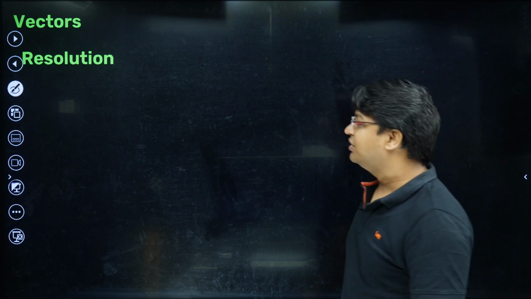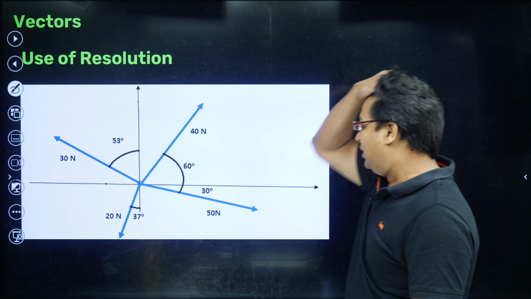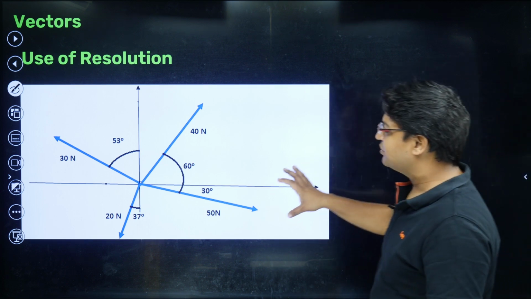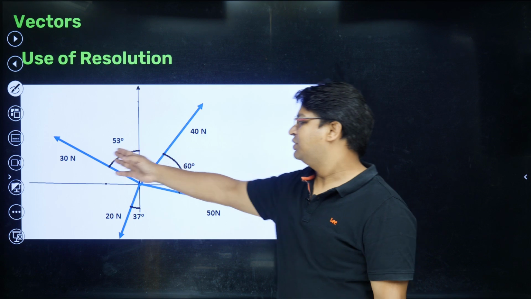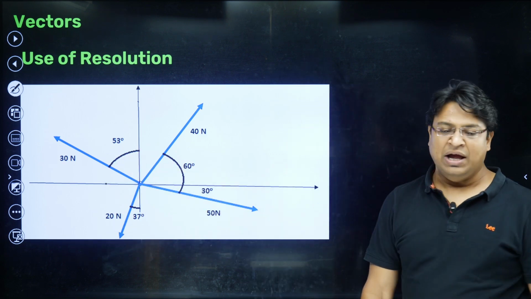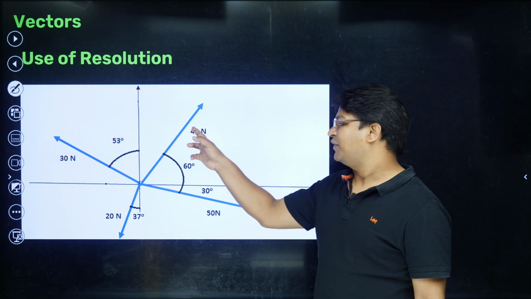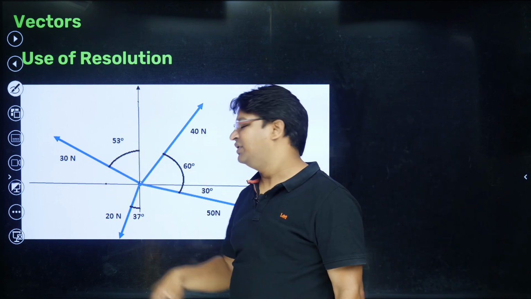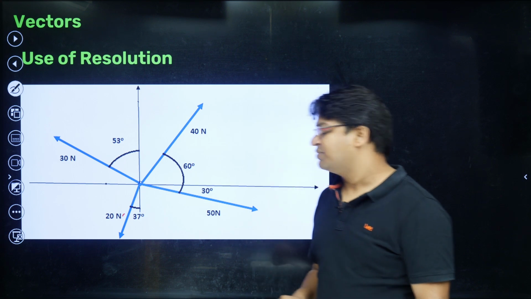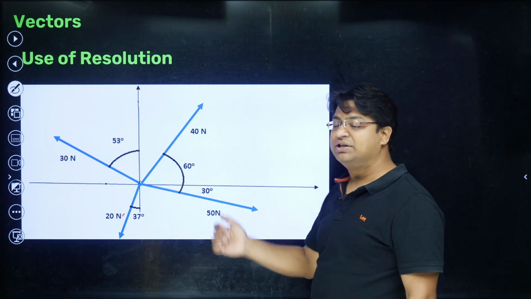Now, if you have learnt resolution, let's see how we are going to use resolution. So, let's see a problem here. In this question, you see 4 blue colored arrows. They are all forces: 40 Newton, 30 Newton, 20 Newton, 50 Newton, and their angle with different axes has been given. This 40 Newton is making 60 degrees with the x-axis. This 30 Newton is making 53 degrees with the y-axis. This 20 Newton is making 37 degrees with the negative y-axis, and this 50 Newton is making 30 degrees with the positive x-axis.